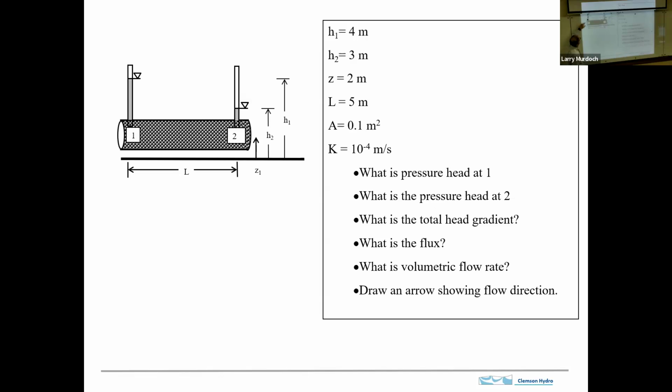And we've got manometers here, and we've got the measurement.